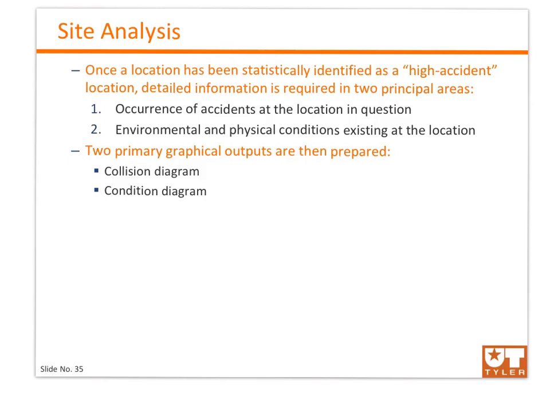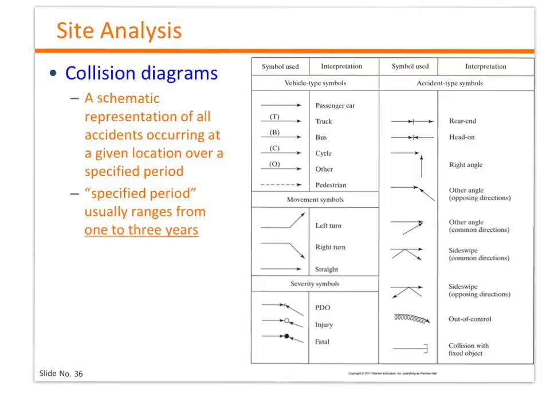Second is the condition diagram. And as you could tell, these two types of diagrams are answering the two points above here. The first one, the occurrence of the accidents, is going to be related to the collision diagram, while the environmental and physical conditions is going to be answered by knowing and seeing the condition diagram. So let's take a look at these two diagrams and how can we make conclusions at that location.